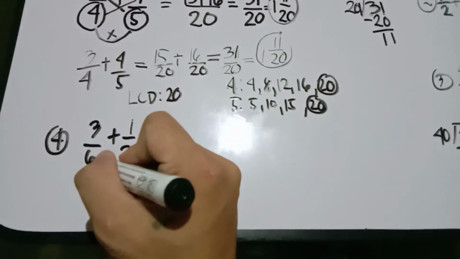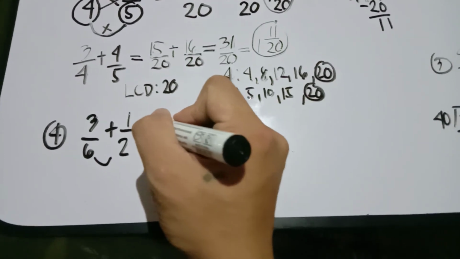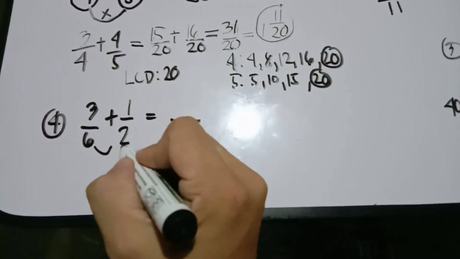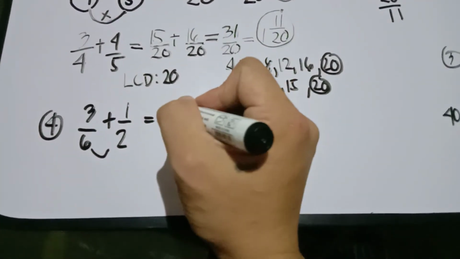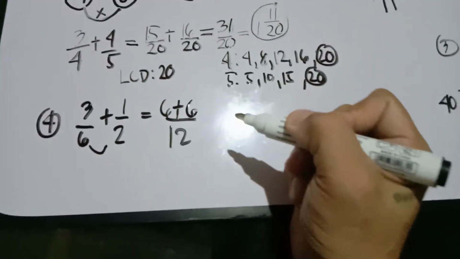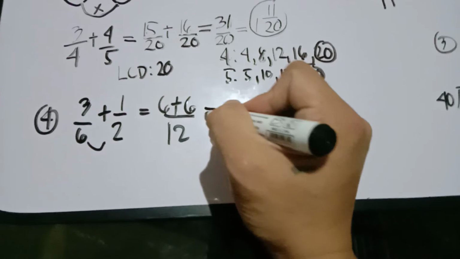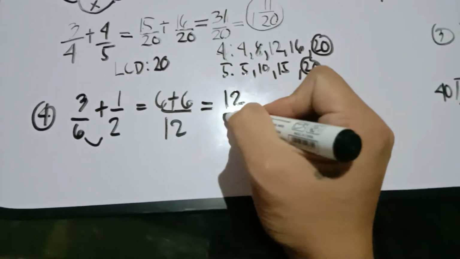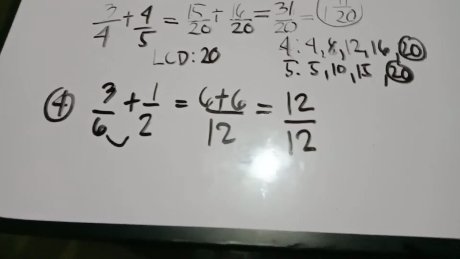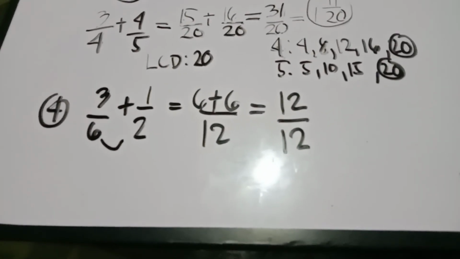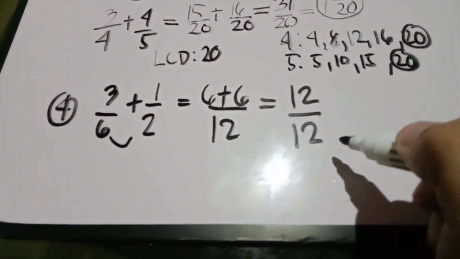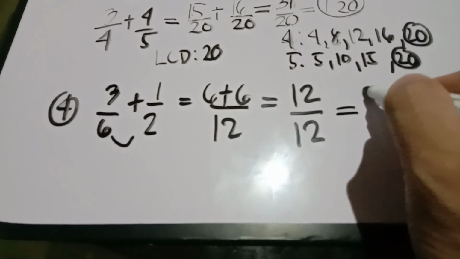Okay, so multiply the denominators. 6 times 2, that is equal to 12. Then cross multiply 3 and 2, that is equal to 6. Then plus 6 plus 1, that is equal to 6. Okay, so 6 plus 6 is equal to 12. Then copy the denominator. So again, nasabi ko na rin ito sa previous video na nagawa ko. Pag yung numerator and denominator are the same, so that is equal to 1.